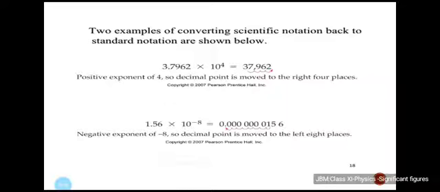Similarly, 3.7962 into 10 to the power 4, this is written in the scientific notation. If you want to convert it into the standard notation, straight away do the multiplication, you will get 37962. 1.56 into 10 to the power minus 8, if you want to write it down in the standard notation, you can write down 0.00000000156. So this is also a way of writing down the numbers.